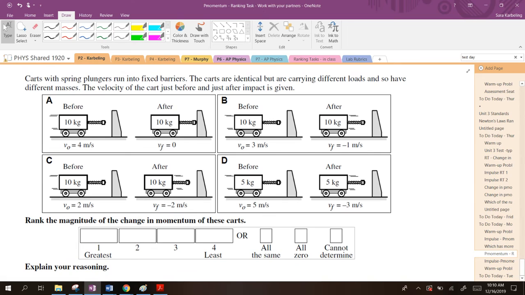So after break, we're going to do some labs with our carts. Do you remember that cart that we had with the pulley? They can actually interact with each other, and it's really super fun. We're going to do a lab kind of like this. But right now, I just want you to take a look. We've got these carts with spring plungers that are running into fixed barriers. The carts are identical, but carrying different loads, so they have different masses. The velocity of the cart just before and just after the impact is given. This ranking task asks you to rank the magnitude of the change of the momentum of these carts.